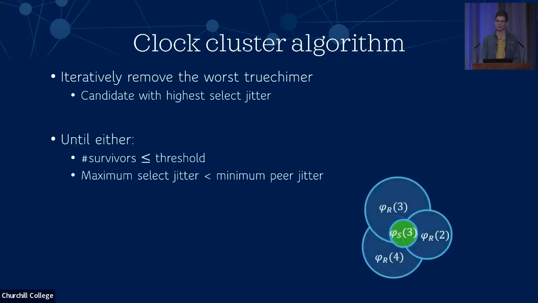And we have two conditions for termination. Either the number of survivors that we get left with is less than some threshold, which is by default 3. And the other condition is when the maximum of the select jitters is less than the minimum peer jitter. So that means that the variation between each of the sources is smaller than the variation within each source. So there's not much point continuing because the error of each source outweighs the error between the sources.